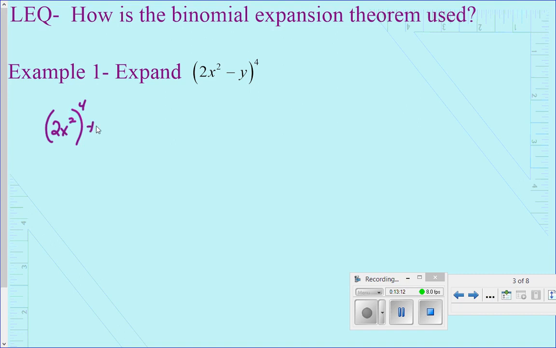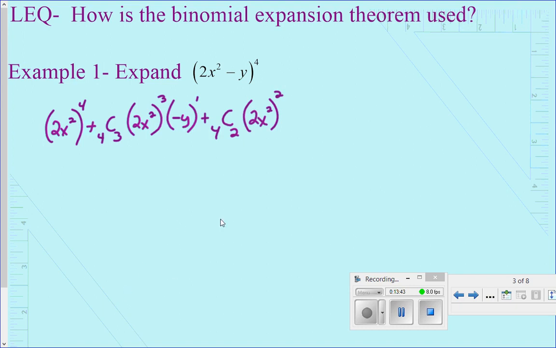Plus sign. I'm going to then use my combination. So 4c, remember it's going down by 1, so 3. In parentheses, substitute 2x squared, and that's going to be cubed. And then in parentheses, negative y is my second term, and that's going to be to the 1st power. Remember, they have to total 4. Plus sign, 4c going down by 1, so 2. Parentheses, 2x squared is substituted in that spot, and 3 is going down by 1, so 2. And then in parentheses, negative y, and that's going up by 1, so that's squared, totaling 4, 2 and 2.